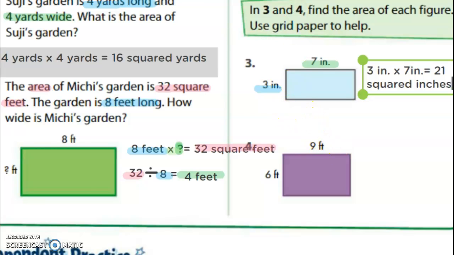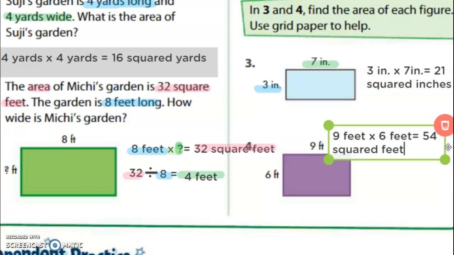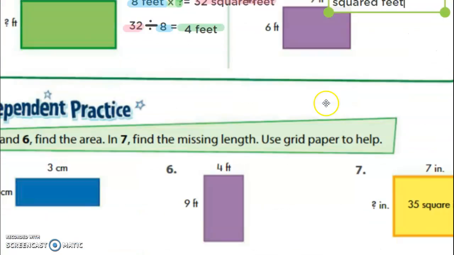I have them both right there to find the area. 9 feet times 6 feet equals, and I know my nines trick from putting up my fingers and putting down the 6th finger. There are 5 in the tens place and 4 in the ones place. And that's my area, so that is in squared feet. Make sure you have all of this written down, just like I do.